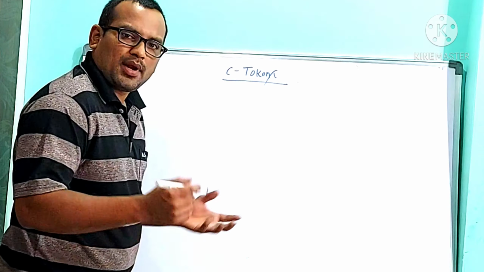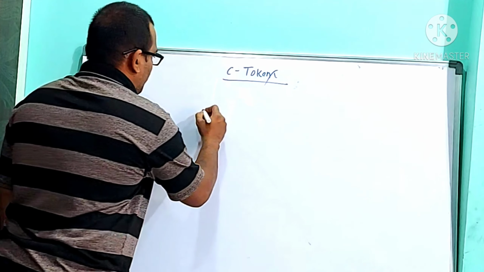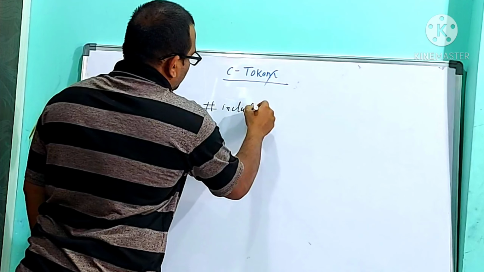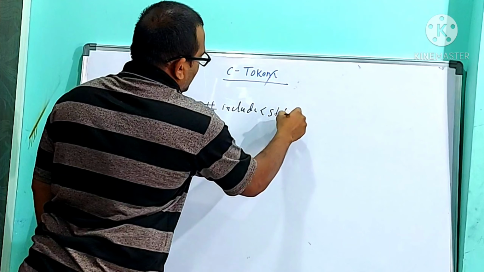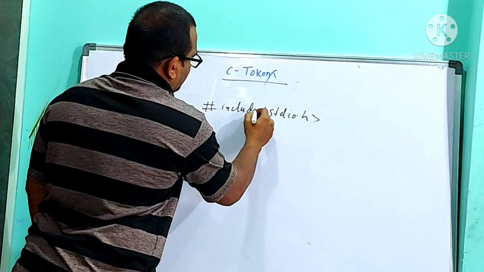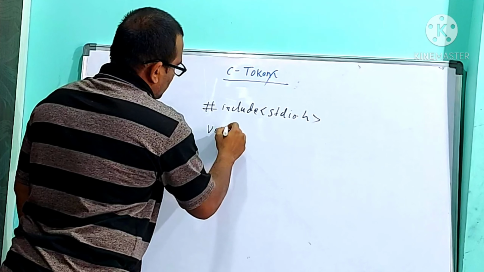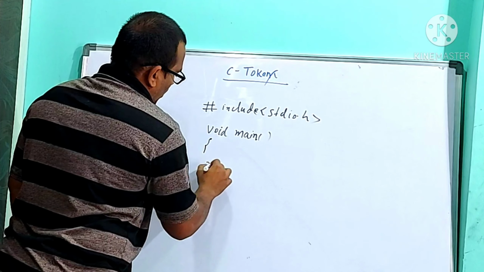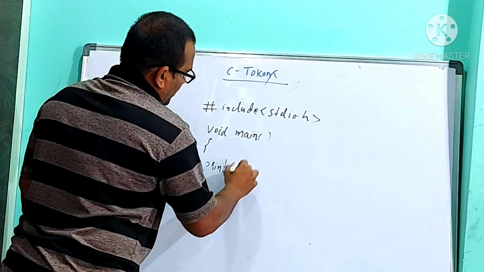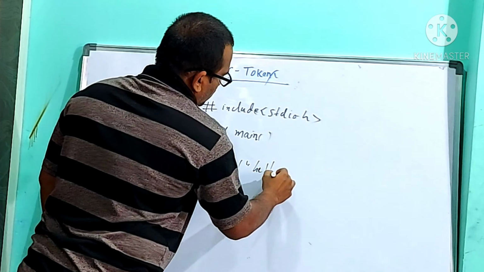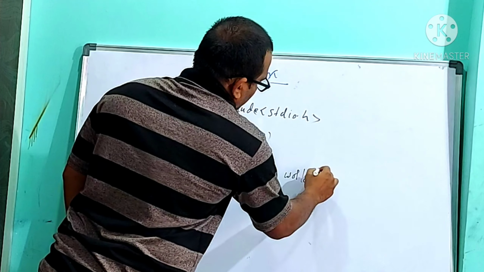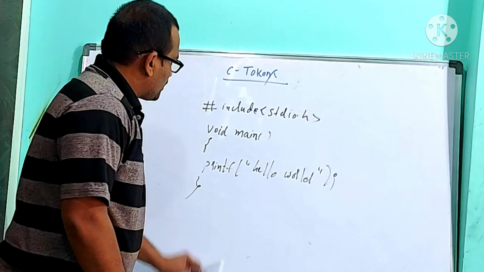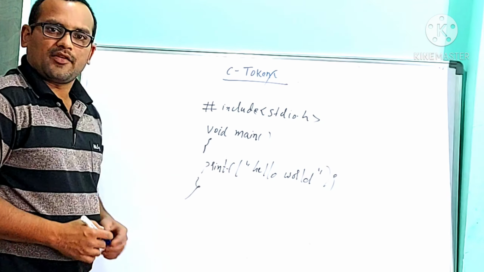For example, I am writing a small base program: #include <stdio.h>, void main, open curly brace. I am going to print some message, hello world. printf hello world, close curly brace. Assume this is a program in C language.